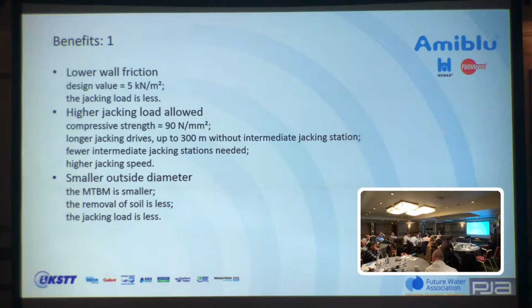Our outside diameters are much smaller. As I said, we are thinking about a wall thickness of 60, 80 millimeters, no more.